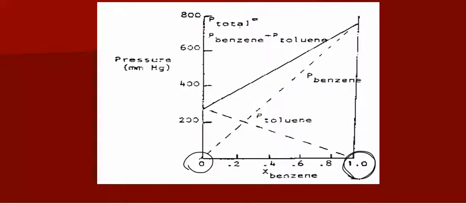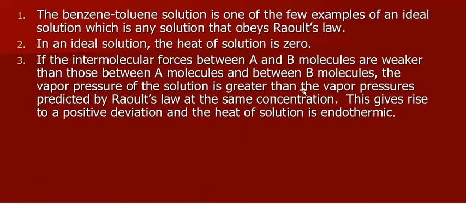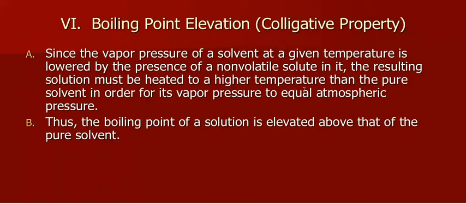Now the solid line is the total pressure for the solution, which is the sum of benzene and toluene. So if I add up these dashed lines here and here, I will get the total pressure for the solution. This is an ideal solution. The heat of solution is 0, which means the sum of the crystal lattice energy and the hydration energy is 0 for this solution. These two slides explain a little bit more about that graph. So vapor pressure for a solution is lowered.